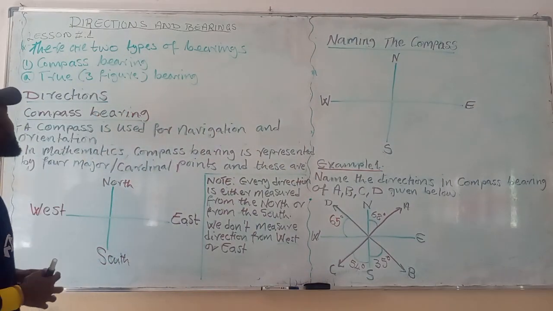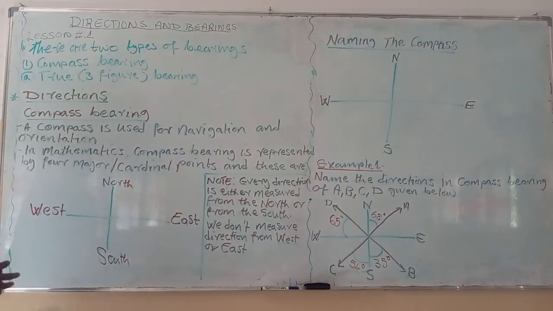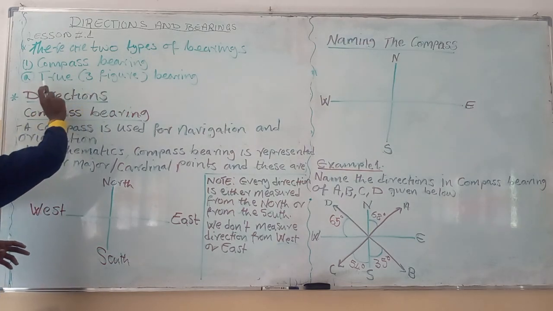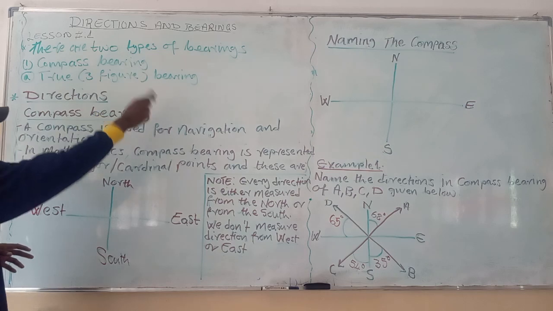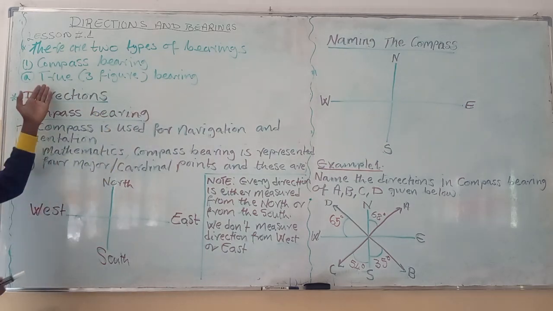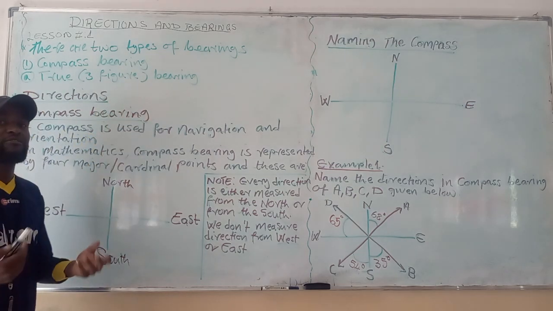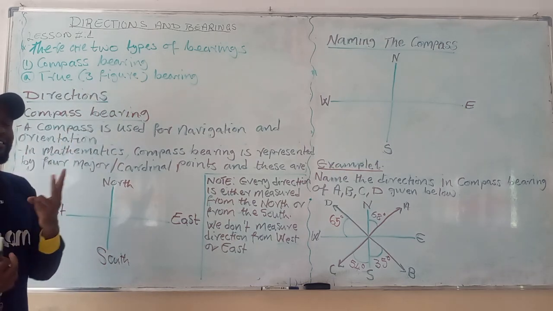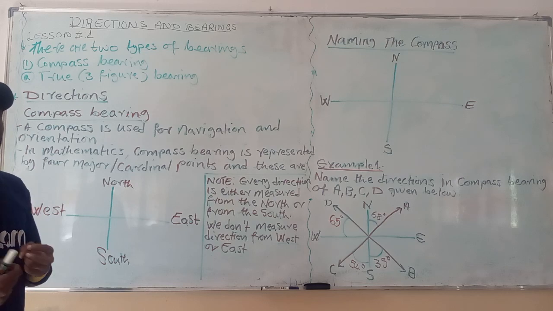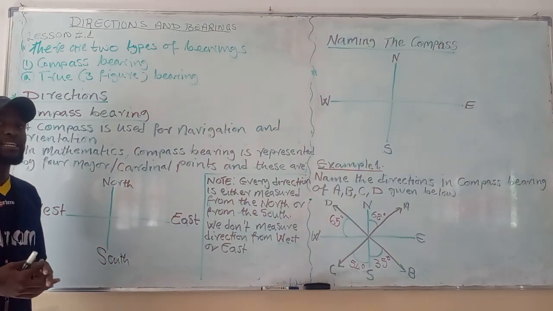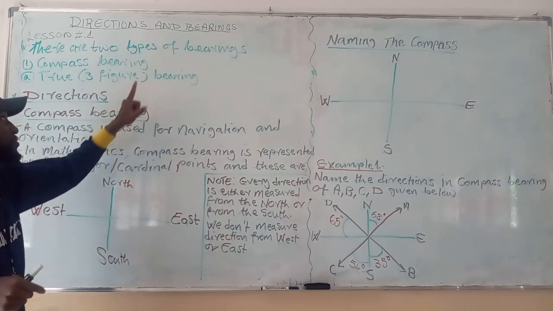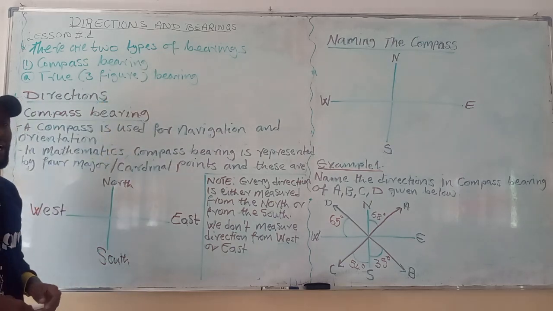Directions and bearings. Lesson number 1. Now, there are two types of bearings. That is compass bearing and true three-figure bearing. The true bearing is sometimes referred to as three-figure bearing. So these are the two types of bearings that we are going to look at. When you look at these two types of bearings, it means that you will find questions in your examination paper of these kinds of bearings and you should be able to answer them.